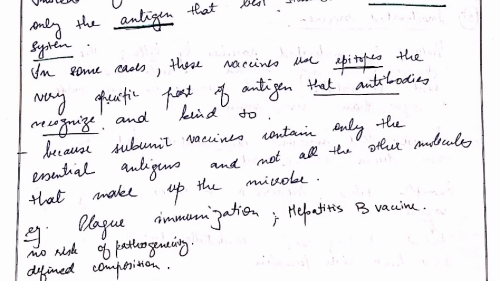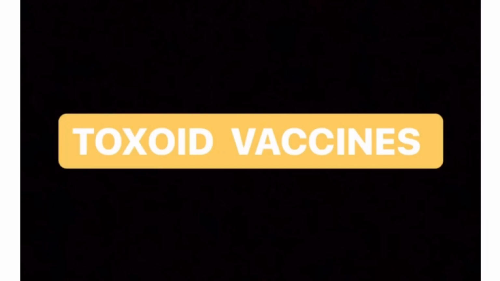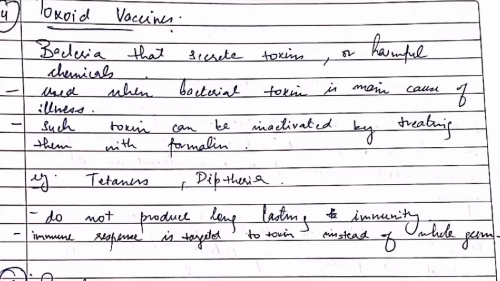Now next vaccine is toxoid vaccine. Toxoid vaccines use basically a toxin, that means a harmful product that is made by the germ and that causes a disease. They create immunity to the part of the germ that causes a disease instead of the germ itself. Some very common examples are diphtheria and tetanus. These types of vaccines do not produce long-lasting immunity, so you may need boosters, shots to get ongoing protection against the disease. Now, the next type is recombinant vaccine.